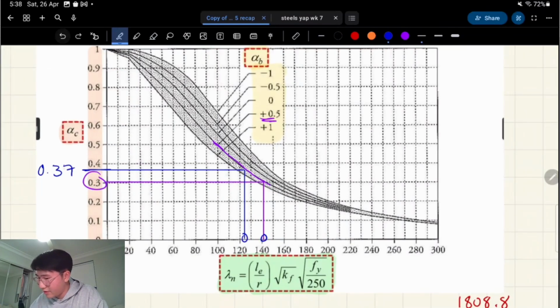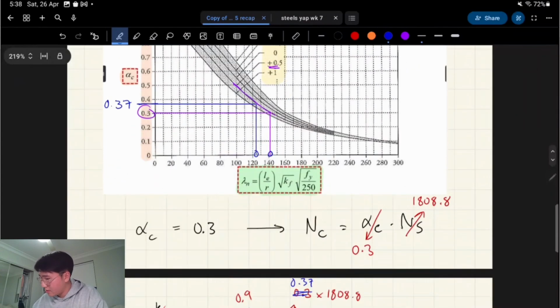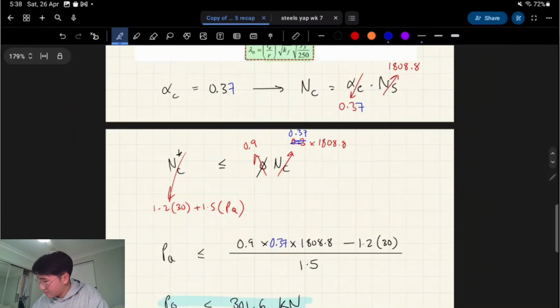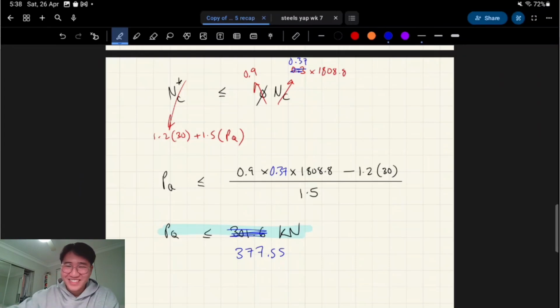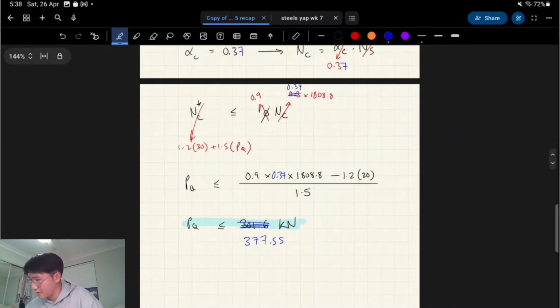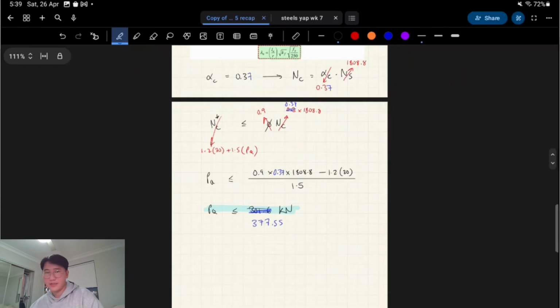Instead of 0.3, we have an alpha C of 0.37 now. So we have 0.37, this becomes 0.37. It's essentially changed our number from 300 kilonewtons allowable to 377.55. So that's significant, actually. That's more than I thought it was going to be. That is a 25% increase in the amount of live load, point live load that can be added, which, yeah. So, yeah, just wanted to add that in.